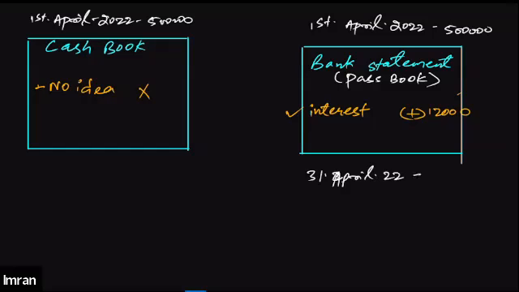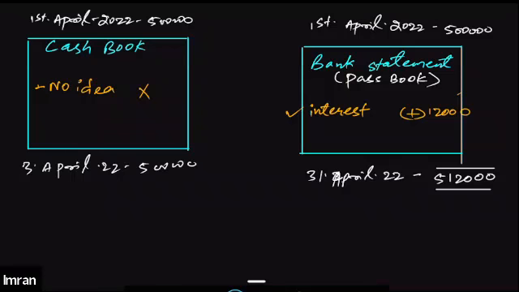Now at the end of the month, when you calculate the balance of the passbook as on 31st of April 2022, passbook will be reflecting a balance of 5,12,000 because the interest is also added in the initial opening balance. On the other hand, since the interest is not recorded in the cash book because the accountant has no idea about that, cash book will still be reflecting the same balance. That means as on 31st of April 2022, cash book will be reflecting a balance of 5 lakh only.